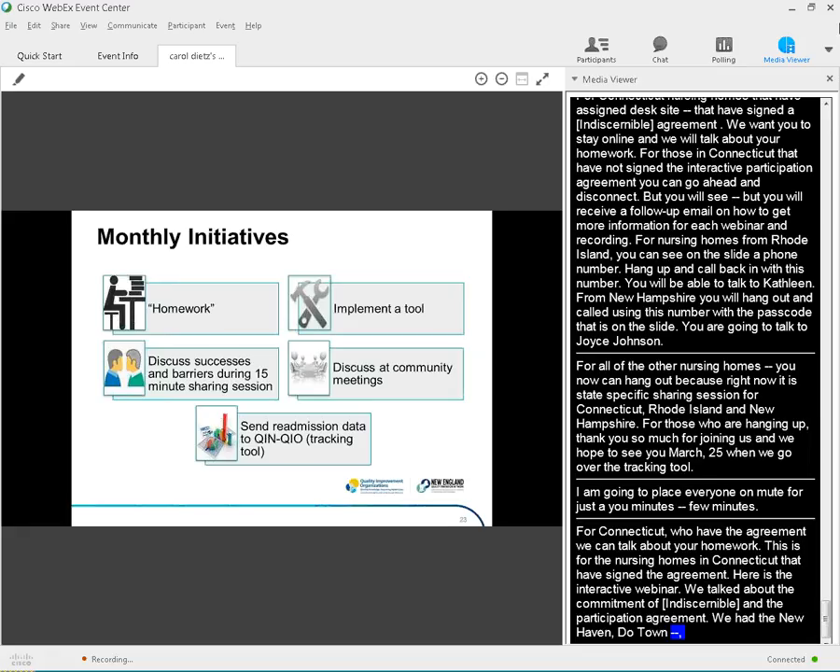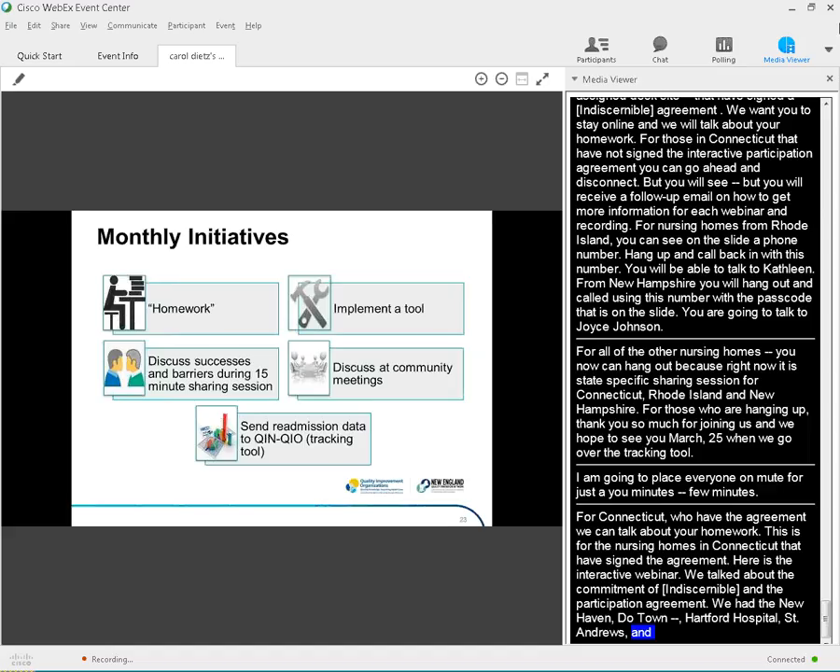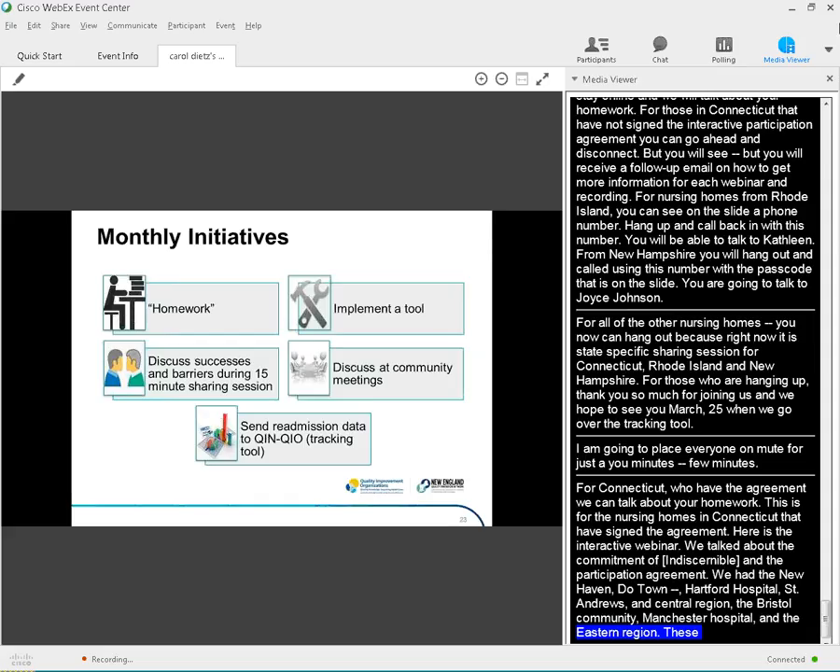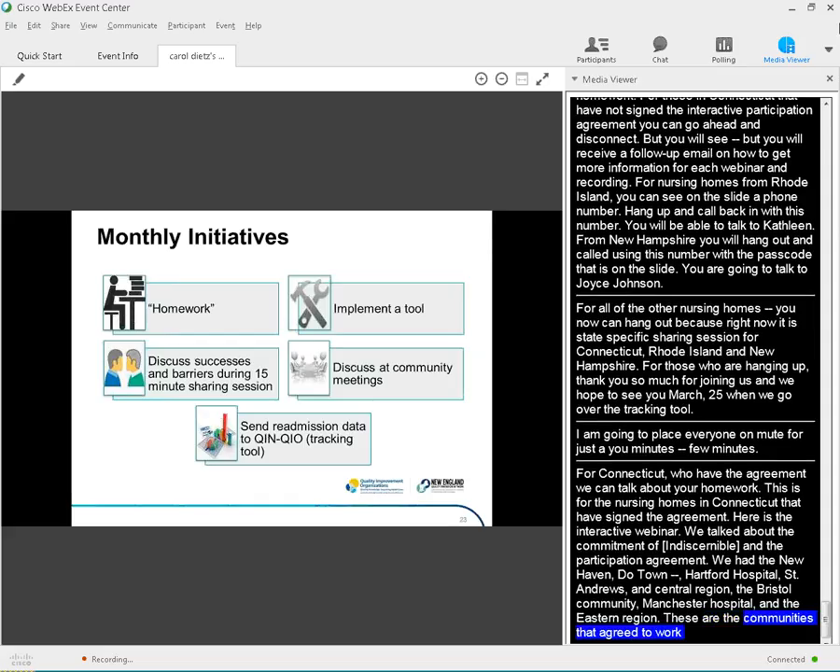Francis Hospital, the Farmington community, which is the UConn Health Center, the Central Region community, which includes the Hospital for Central Connecticut and MidState, the Bristol community, which is Bristol Hospital, the Eastern Connecticut Health Network community, ECHN, which includes Manchester Hospital and Rockville Hospital, and finally the Eastern Region community that includes Backus and Windham Hospitals. So those are the communities that have agreed to work with the New England QIN-QIO, which in Connecticut is Qualitynet, to then implement the Interact program.